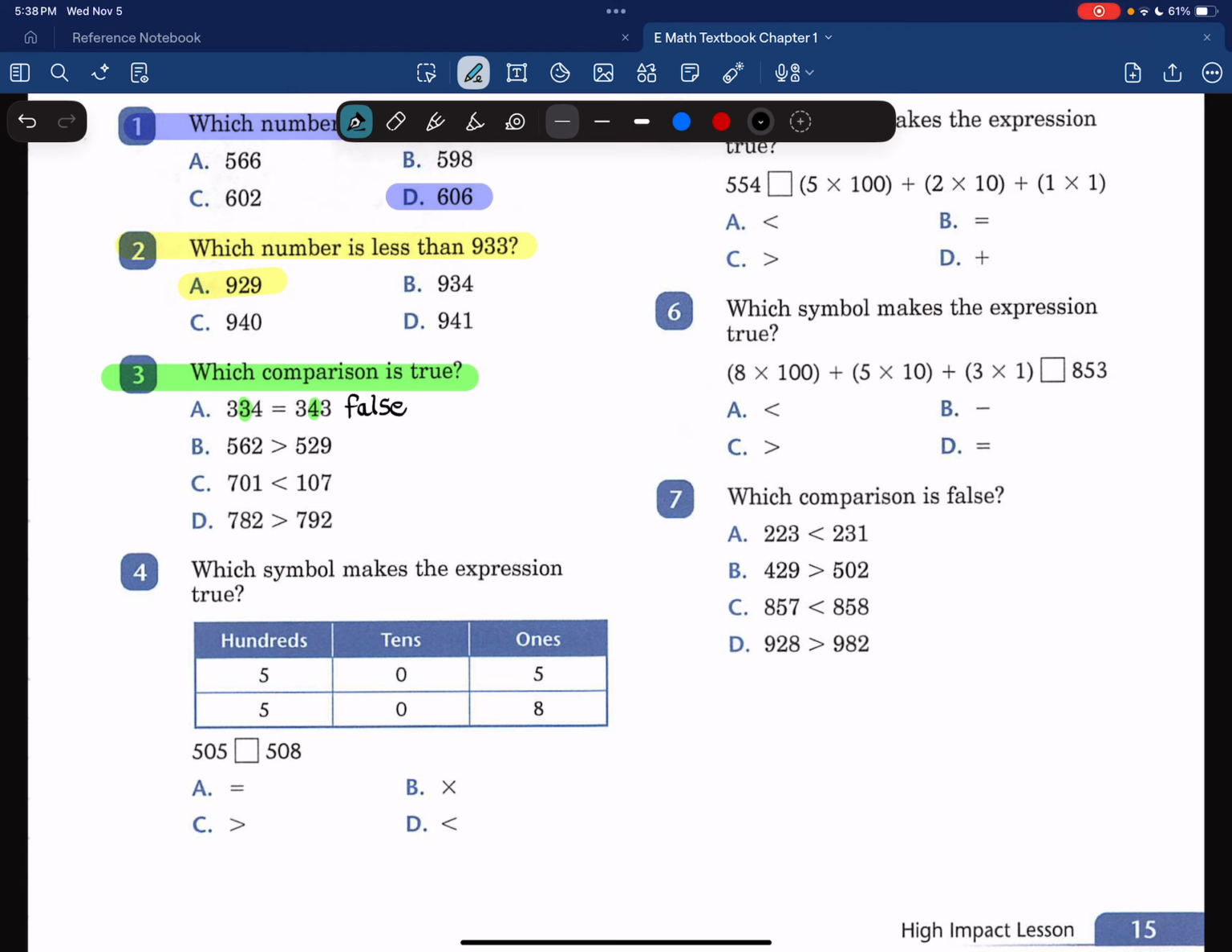562 is greater than 529. Well, that's a true statement because the 6 is bigger than the 2. 701 is less than 107. That is not true because a 7 is bigger than a 1.